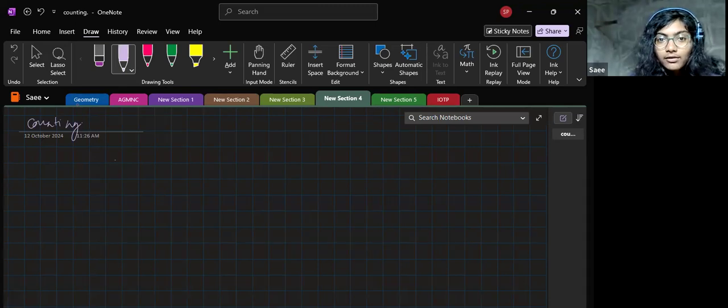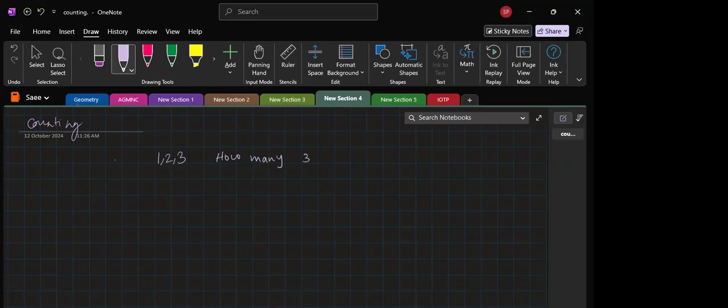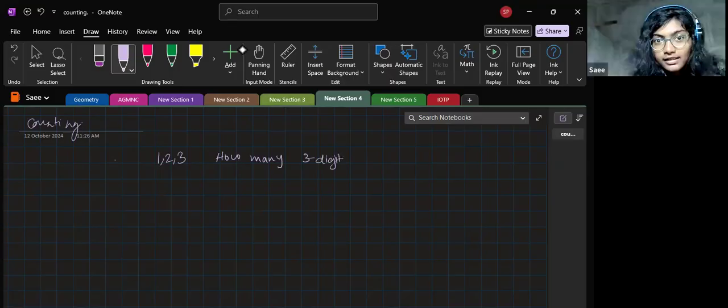So let's say I give you three numbers. Let's say 1, 2, and 3. How many three-digit numbers can you make out of these? 6 numbers. 6. Does everybody agree? Does somebody have a different answer?